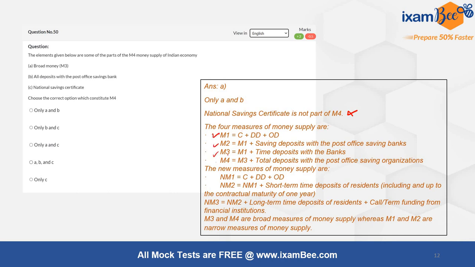So National Savings Certificate is not part of M4, and the four measures of money supply are given by M1, M2, M3, M4. M1 is currency plus demand deposits with banks plus other deposits of the public with the RBI, and M2 is M1 plus savings deposits with Post Office Savings Banks, M3 is M1 plus time deposits with banks, and M4 is M3 plus total deposits with the Post Office Savings Organizations. And the new monetary aggregates NM1, NM2 and NM3 are given as these. So here M3 and M4 are the broad measures of money supply, and M1 and M2 are the narrow measures of money supply. If you want a more detailed analysis of these different monetary aggregates, you can also watch the Concept Padhayenge Sabko Sikhayenge video of monetary aggregates. You can find the link of that particular video in the description of this particular video.